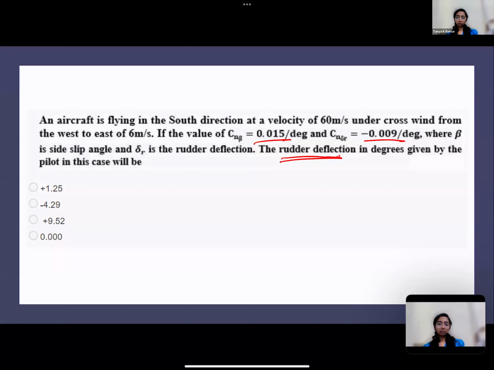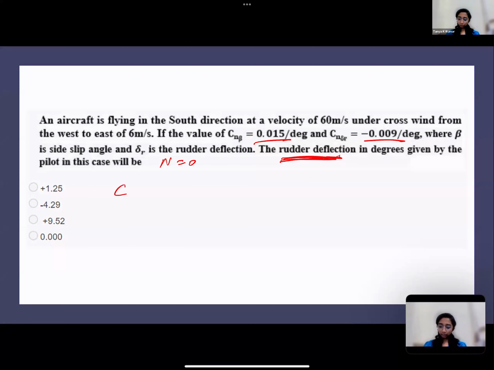Okay. So this is just like the previous question as far as finding beta is concerned. But they've asked you the rudder deflection in degrees given by the pilot in this case. You deflect your elevator or rudder or aileron, whatever, to trim your aircraft to different conditions. So you deflect your rudder in this case to trim the aircraft. So what happens is that your N needs to go to 0. N is your yawing moment. That's why you deflect your rudder.